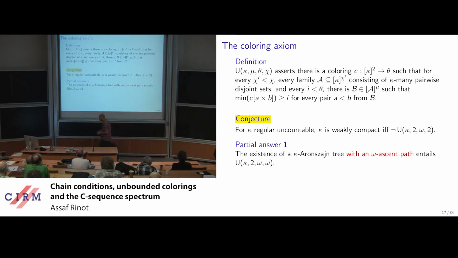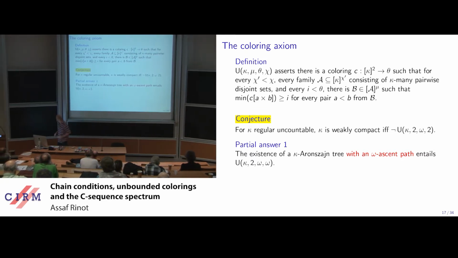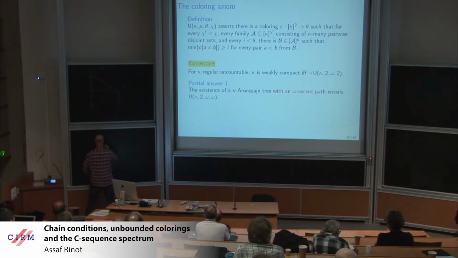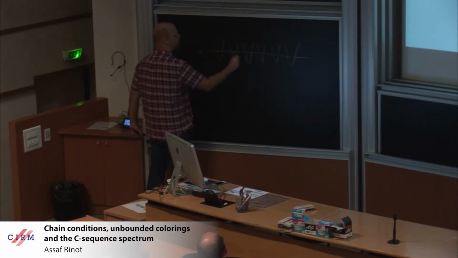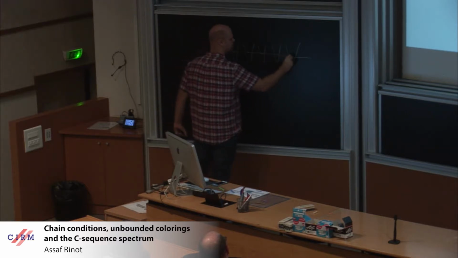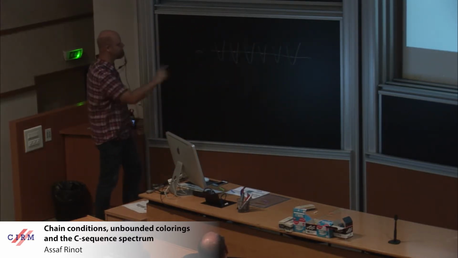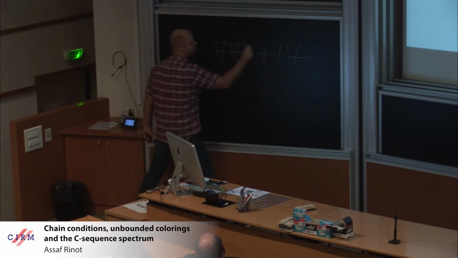It's like a path, but it's in the omega. So this is your tree. You take omega copies of your tree, and then at each level alpha, you choose someone here, someone there, and so on. And the ascent path means that you can do it for every level, alpha, beta, and so on.